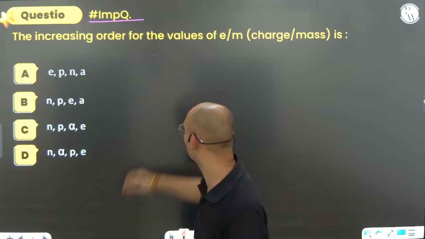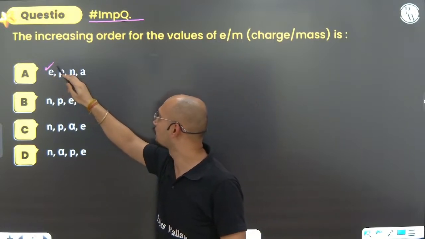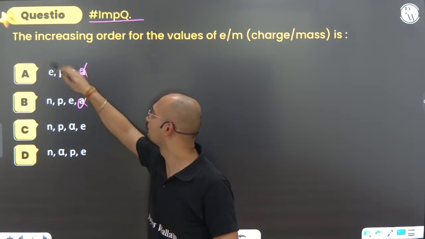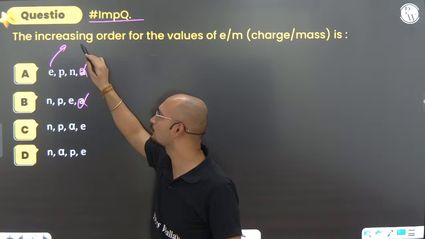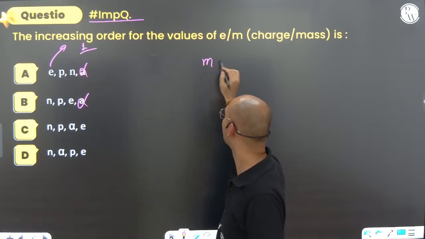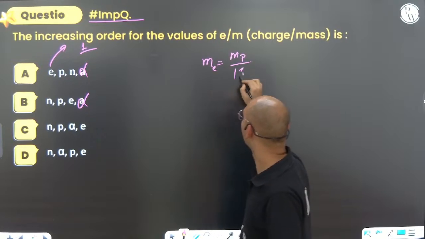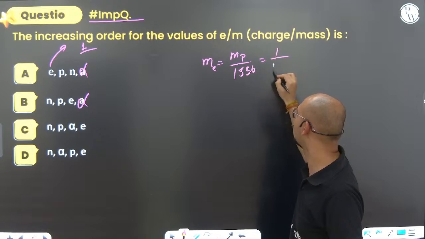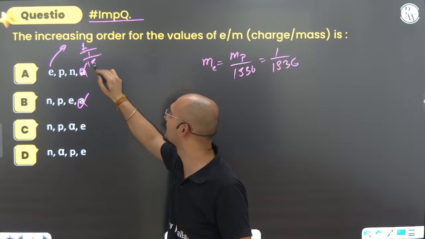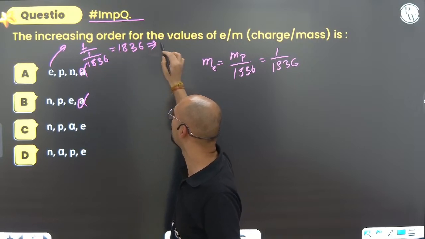Only relative mass. Chalo, tell me about the charge. We have electron, proton, neutron, and alpha particle. So for electron, what is the charge? I hope you all know that. The charge is 1. What is the mass? Mass of electron, I hope you all have seen, is mass of proton by 1836. That is, 1 by 1836. So this is the value of e by m for electron.